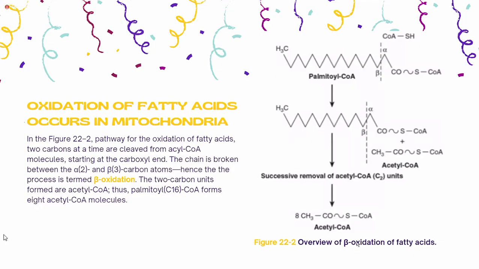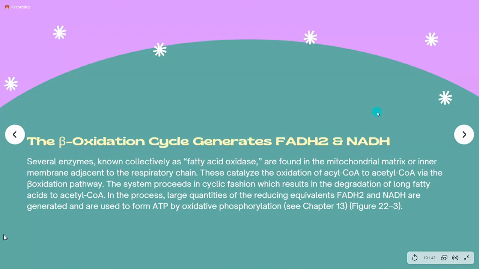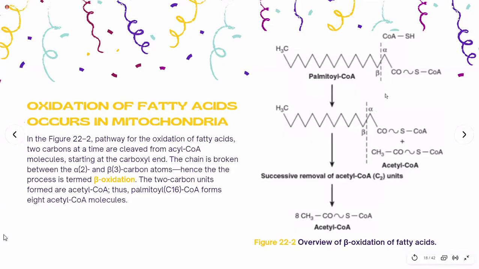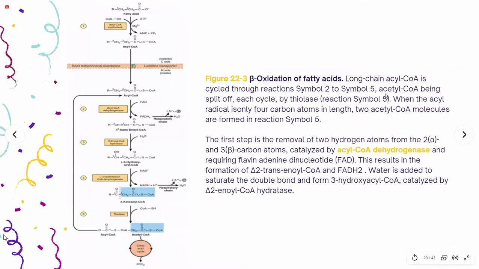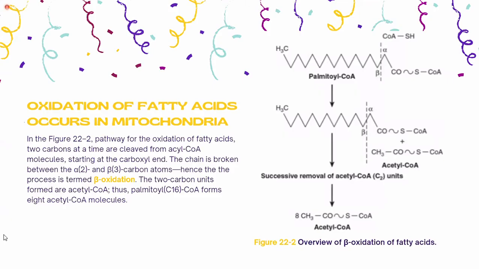Okay, so this is how it is. This is your fatty acid, palmitoyl-CoA, or palmitic acid with the coenzyme A. This is 16 carbon atoms. Let us count: 1, 2, 3, 4, 5, 6, 7, 8, 9, 10, 11, 12, 13, 14, 15, 16.